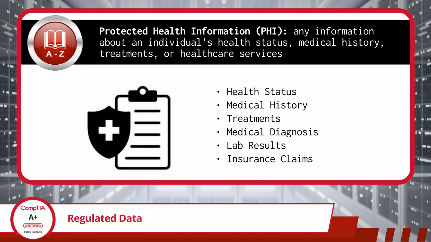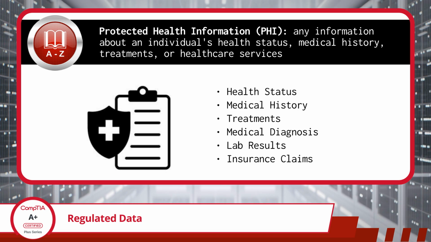Another important type of regulated data is protected health information, or PHI. PHI includes any information about an individual's health status, medical history, treatments, or healthcare services that can be linked to them. Examples of PHI might include medical diagnoses, lab results, and insurance claims. PHI is especially sensitive because it pertains to an individual's personal health. For example, a healthcare provider storing patient records electronically must ensure the data is encrypted, securely stored, and accessible only to authorized personnel.